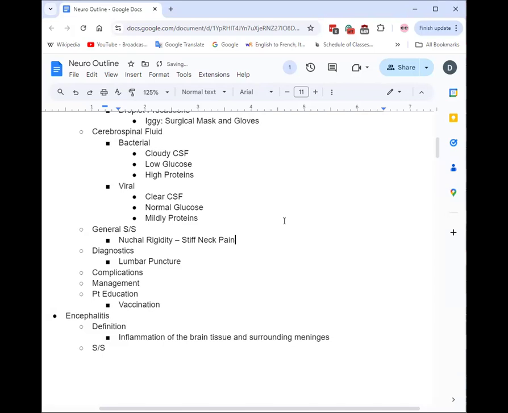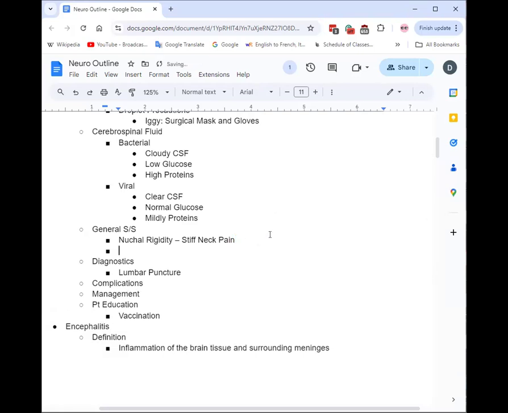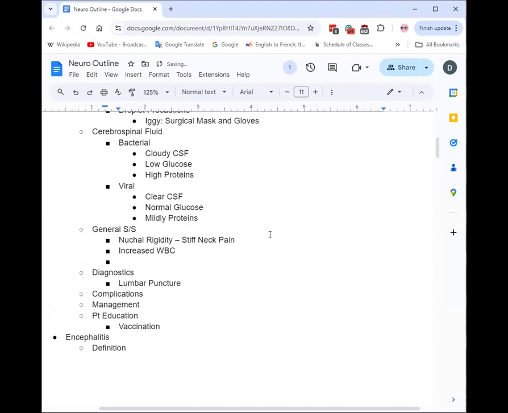So that's the nuchal rigidity, a stiff neck pain. What else are some things that you can expect with an infection like meningitis? Someone already said increased white blood cell count, so I'll just add that in here. You can have fever and stuff. The headache is also an important one.